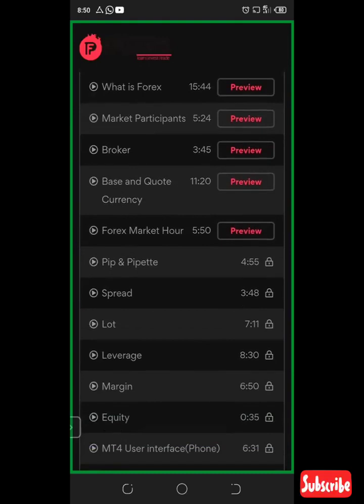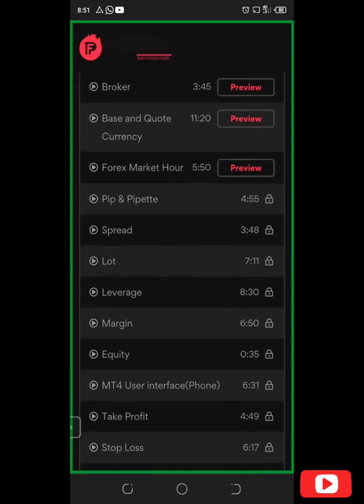And it also talks about base and quote currency, the currency that you'll be trading. When you see two currency pairs together, you want to know why they are paired together. You want to know why the first comes before the second. There's an explanation on that. We also have the forex market hours, the time you should be trading. You want to know about that.